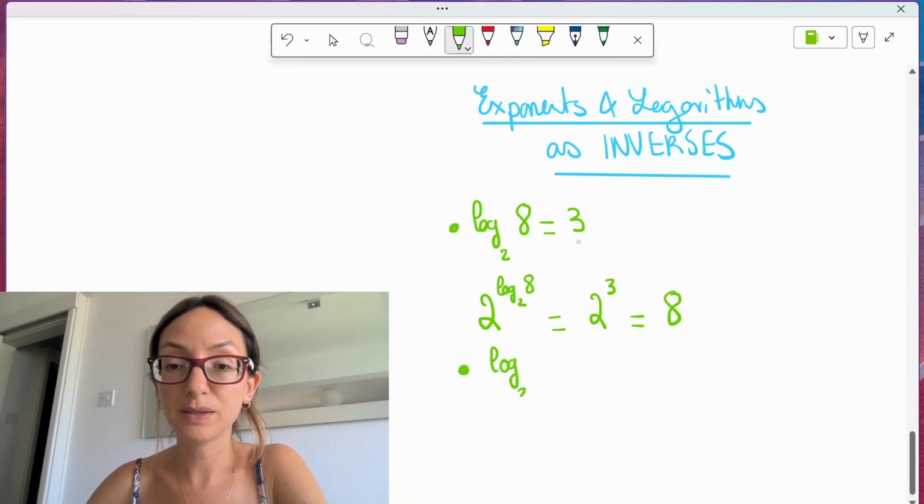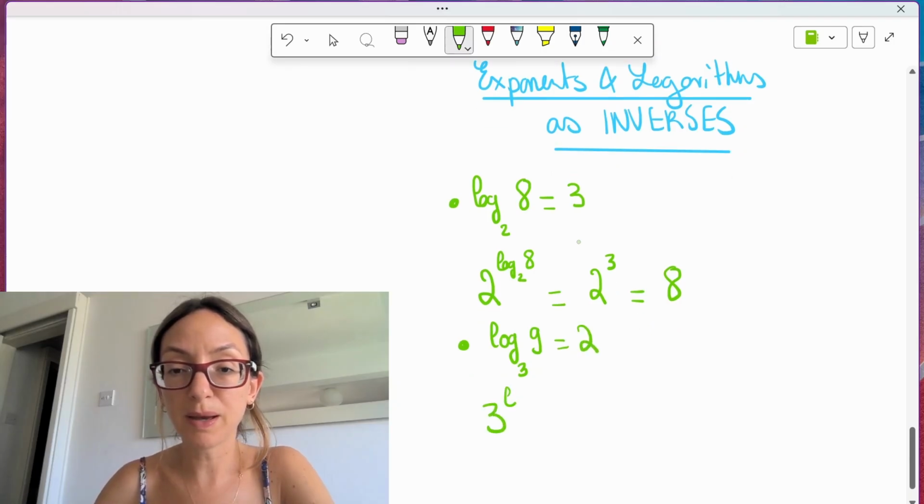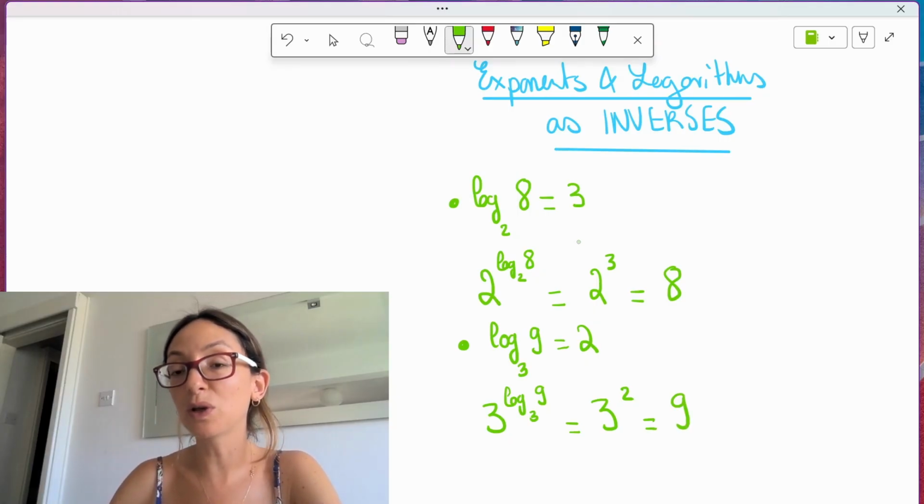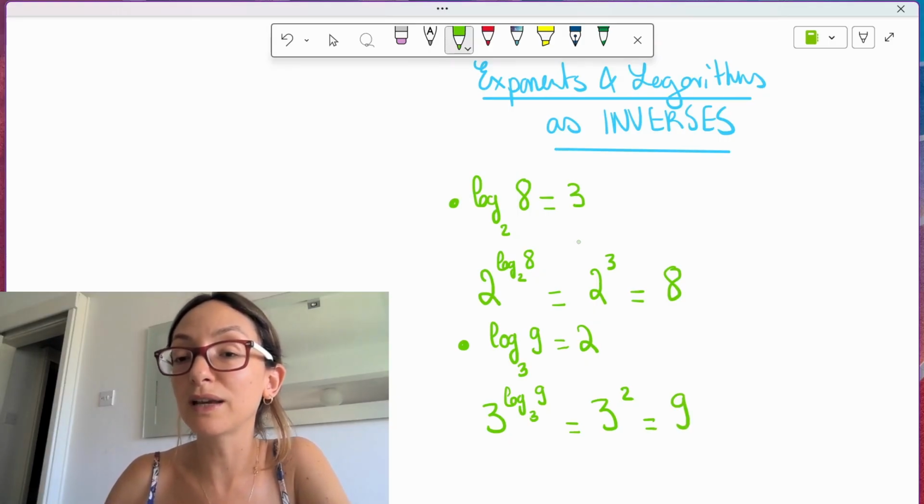Let's try with another example. Log base 3 of 9 is equal to 2. Now what is 3 to the power of log base 3 of 9? Again, we know log base 3 of 9 is equal to 2, so that is 3 to the power of 2, which gives us 9. And so again, the 3 and the log base 3 cancel and we're left with the 9.